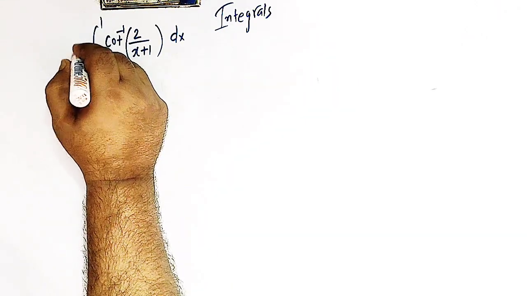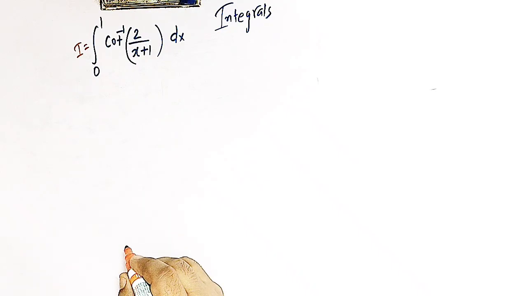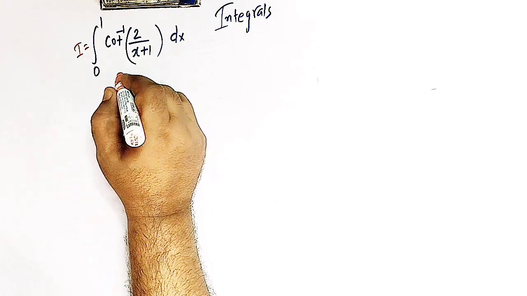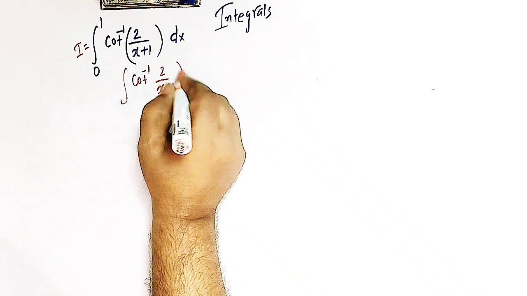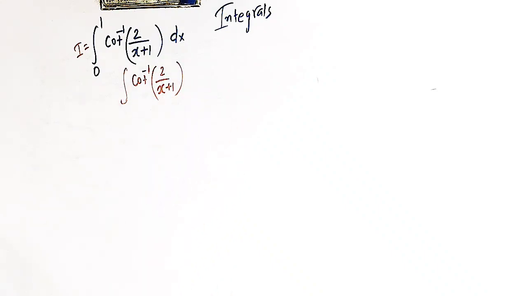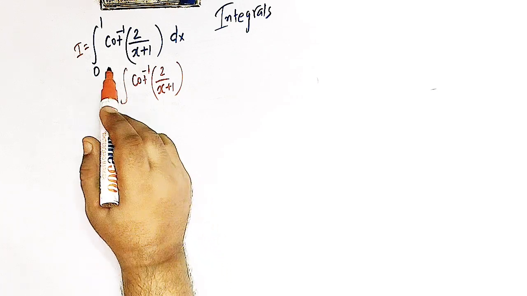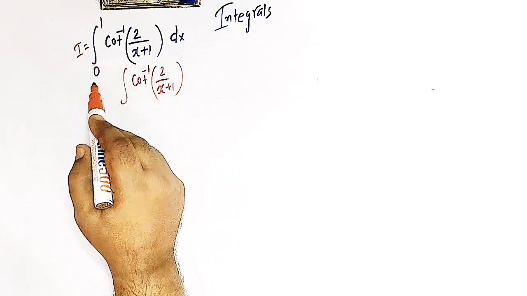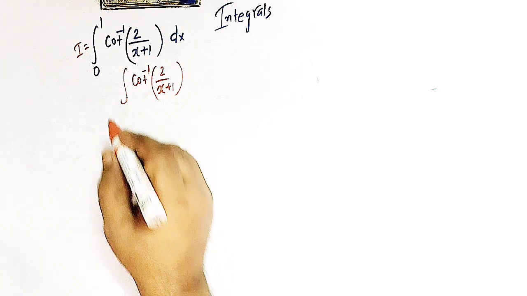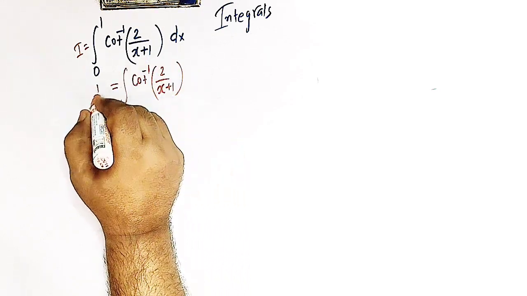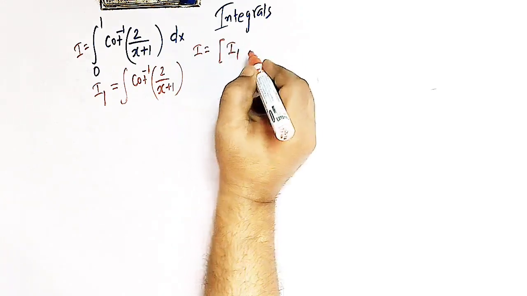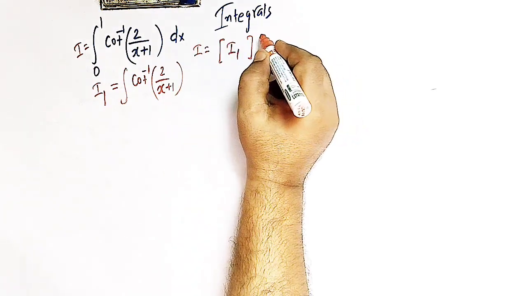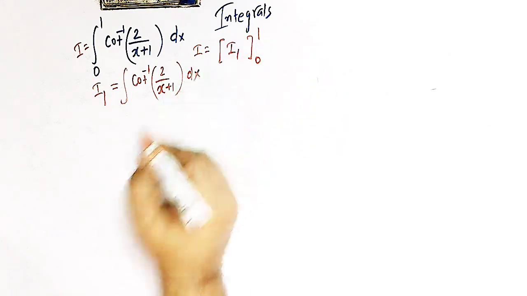So let us call this integral as I, right? So here we'll first find out the indefinite integral, that is integral cot inverse 2 over x plus 1, and then we can easily find out the definite integral by substituting the limits and taking the difference, right? So let us take the indefinite integral as I1, so that our integral I is I1 from the limits 0 to 1. So here we have dx.